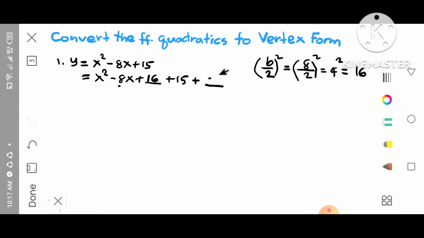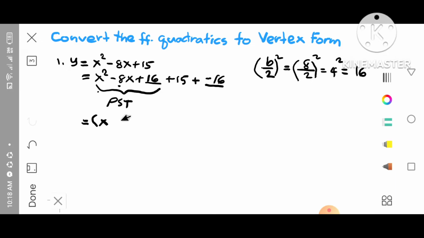and minus 16, no? Doon sa isang blank in order to offset what we added doon sa first two terms, okay? So kailangan i-offset natin yon para hindi mabago yung ating equation. Now, this x squared minus 8x plus 16 is now a perfect square trinomial, di ba? And how do we factor a perfect square trinomial? Remember, we just take the square root of the first and last terms.